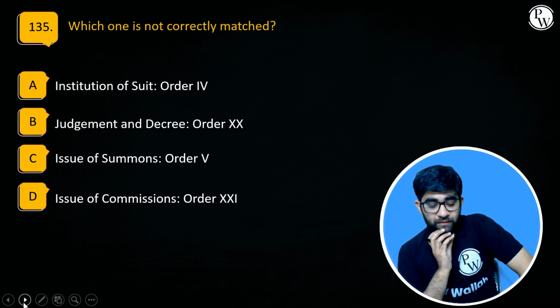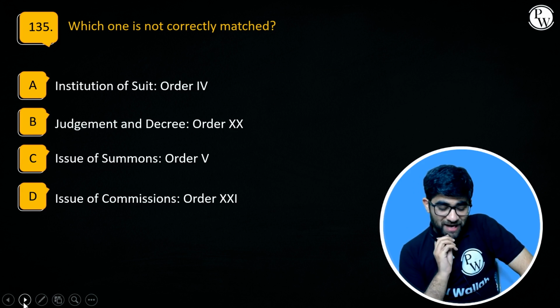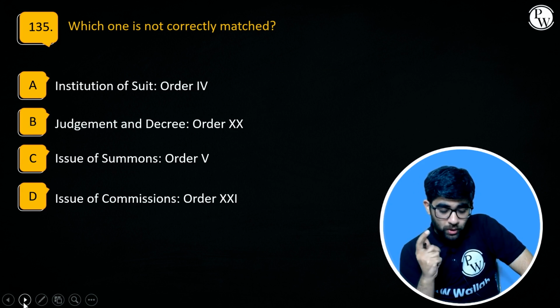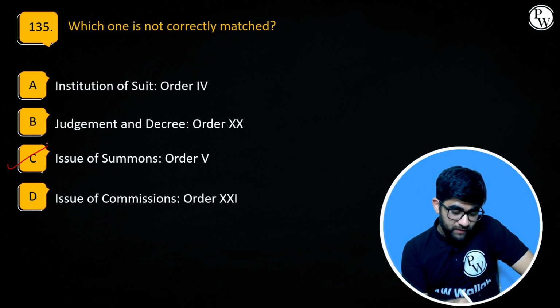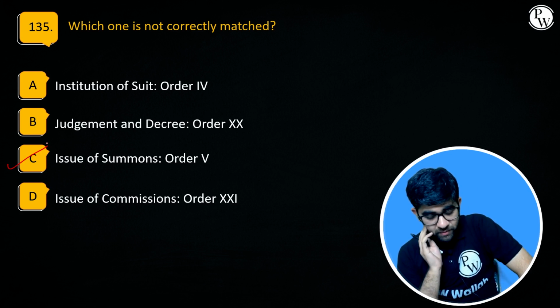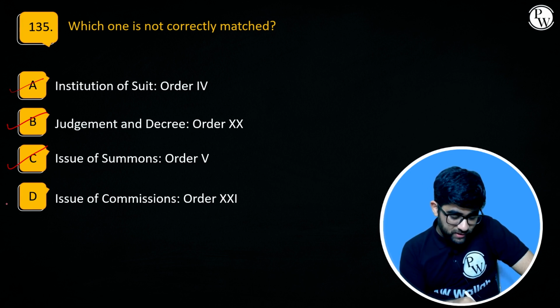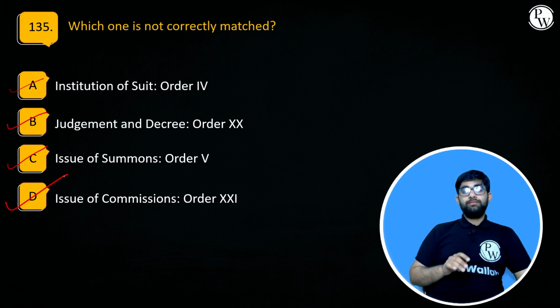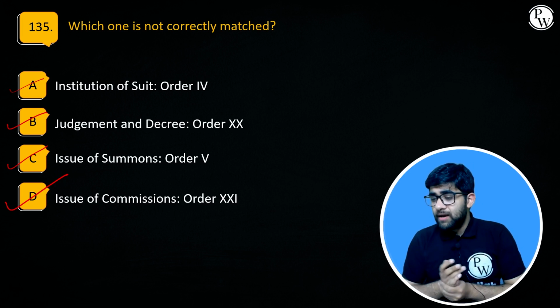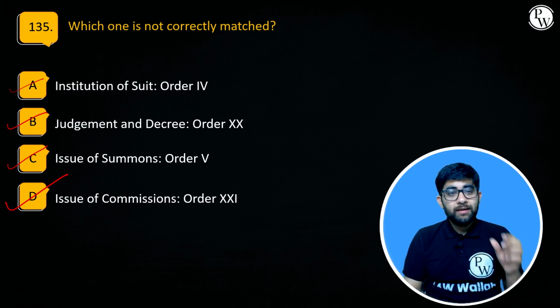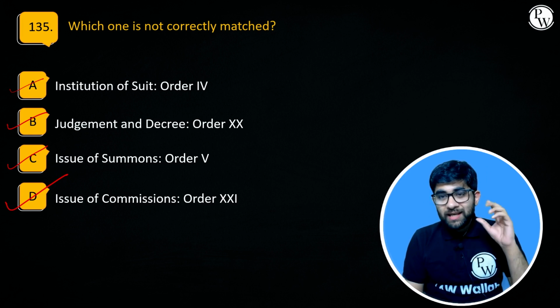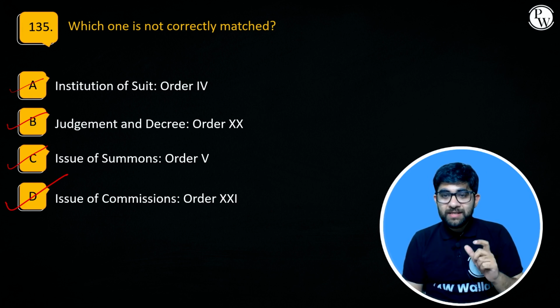Right. Now, which one is not correctly matched? Institution of suit, judgment and decree. Issue of summons is correct. We have read it, Order 5. Issue of commissions, judgment and decree. See, institution is Order 4. Judgment and decree is also correct. The answer is D. So, with this, we will end capsule number 4 of CPC.